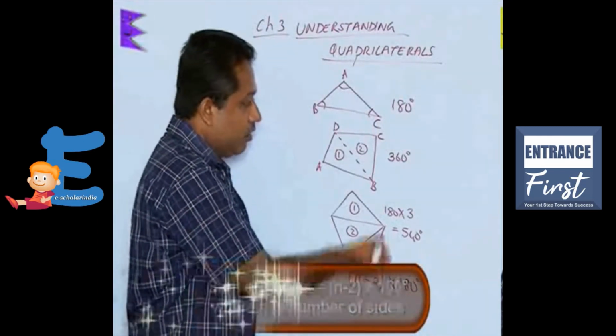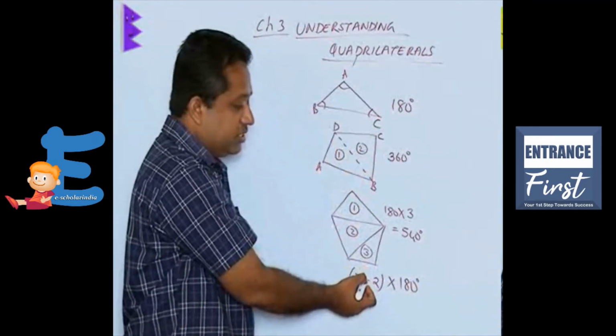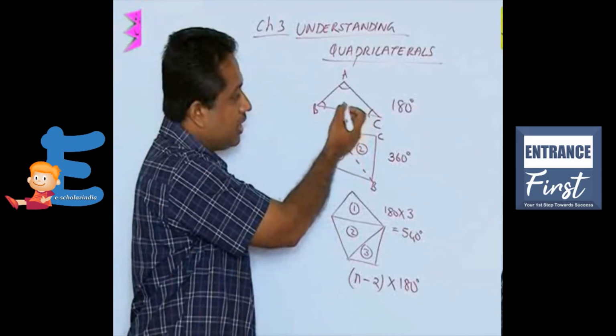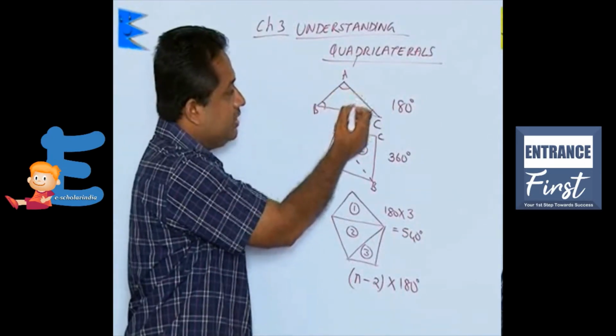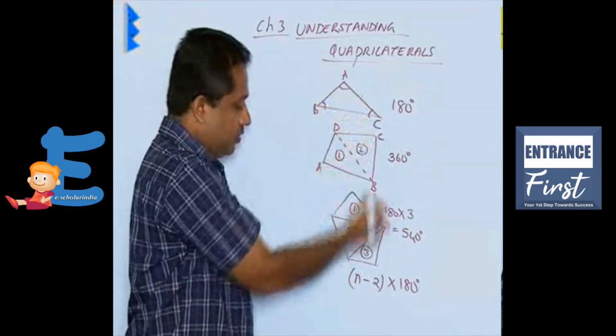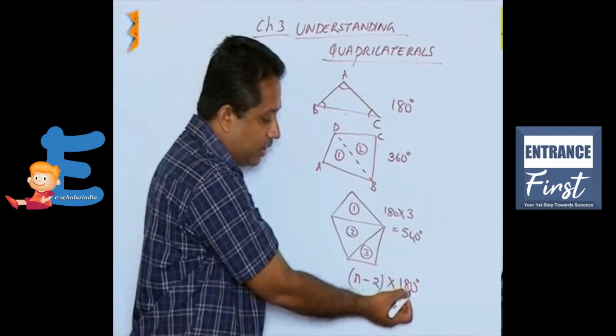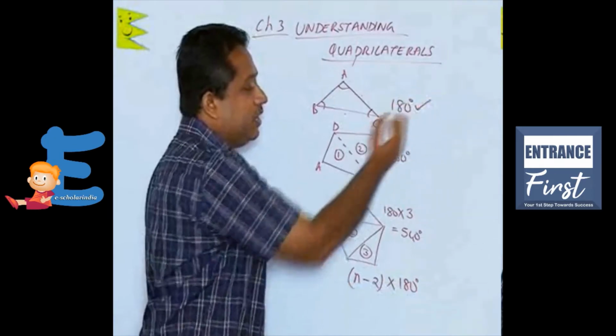Now let us find out whether it is true for all these cases that we have discussed above. In the first case that we took, triangle, the triangle has got three sides, and if I substitute the value of n as 3, we get 3 minus 2, that's 1, and 1 multiplied by 180, we get 180 degrees.